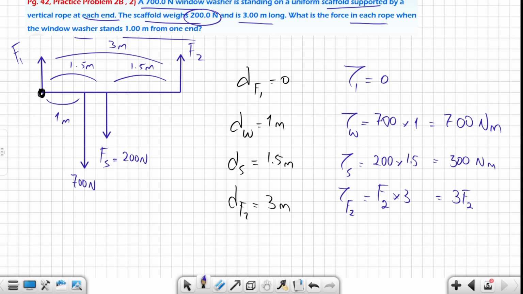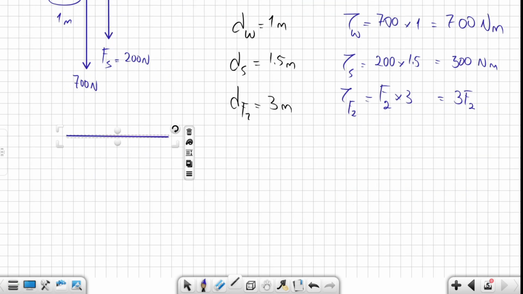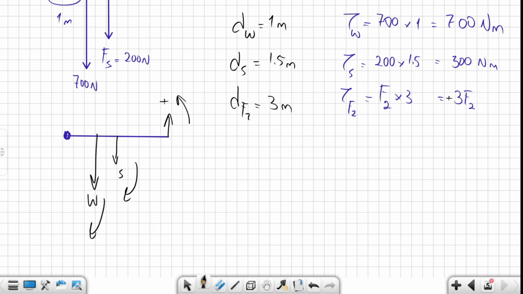Now I can talk about the directions. Again, have a pen, and this time pinch it on the left side. Apply a force upward. You'll see that it will rotate it in the counterclockwise direction. So the torque of F2 is equal to plus 3F2. The torque of the scaffold is trying to rotate it in the clockwise direction. The torque of the window washer is also trying to rotate it in the clockwise direction.